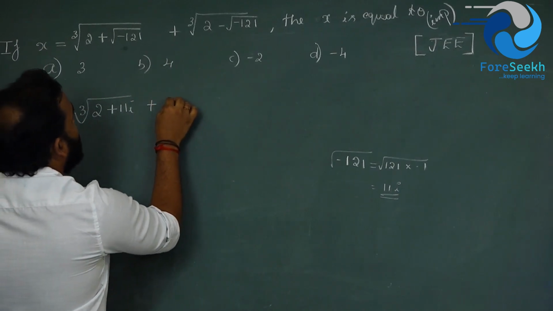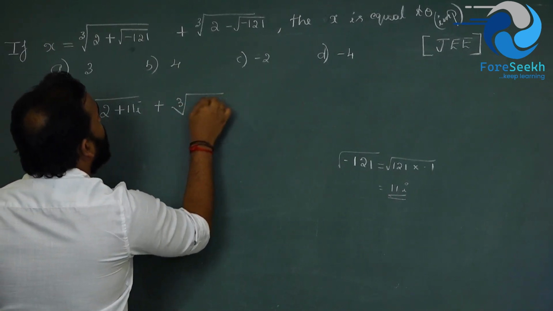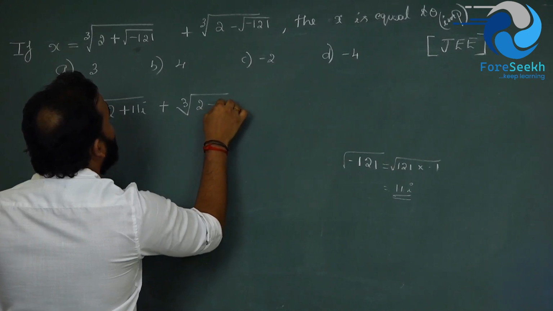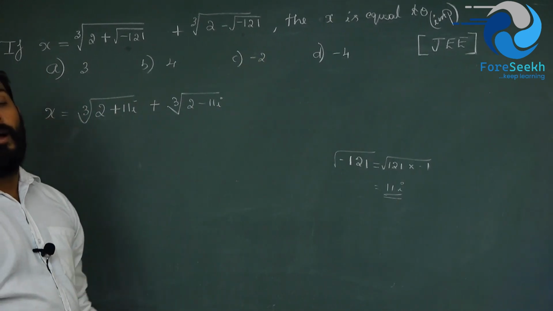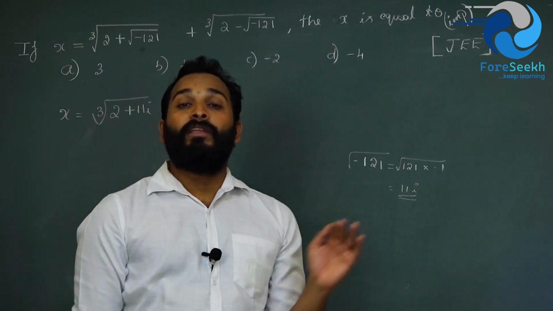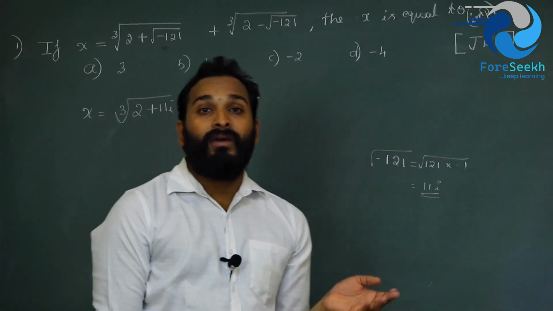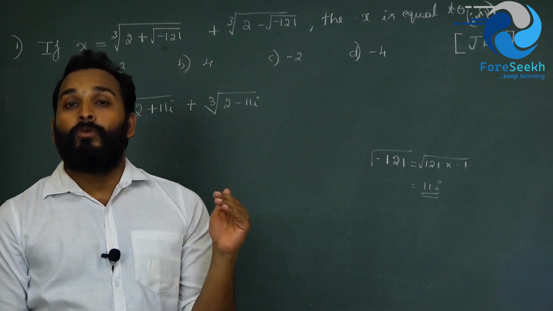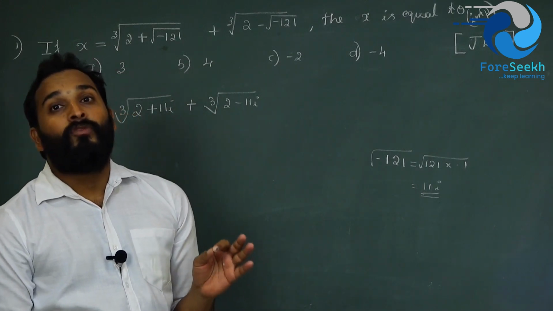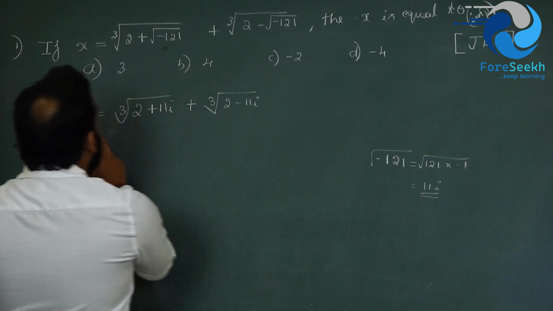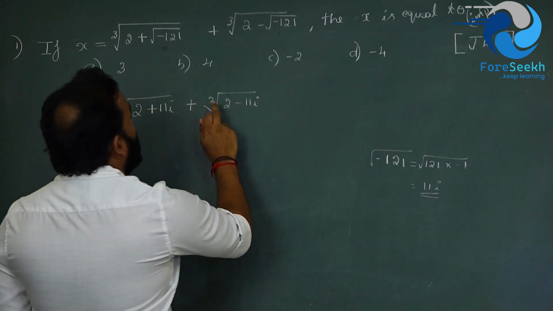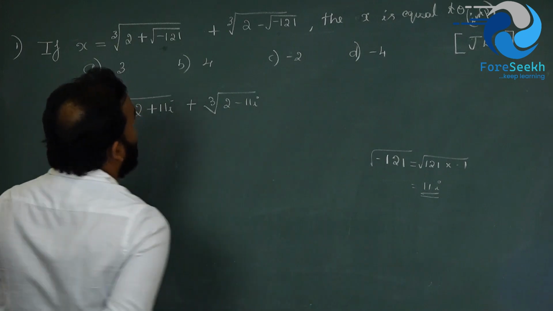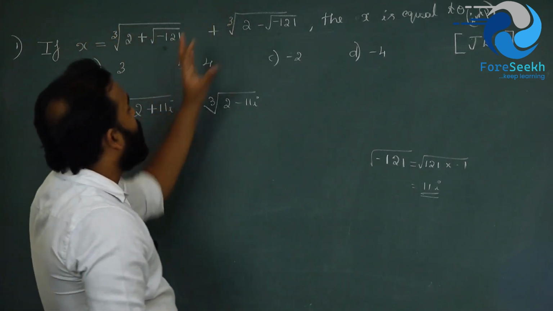Then the next term will be written as cube root of 2 minus 11i. In the same way, minus 121 is written as minus 1 into 121, with both under the root, so root of 121 becomes 11 and root of minus 1 becomes i. So we got x as cube root of 2 plus 11i plus cube root of 2 minus 11i. If you notice, the question is now already simplified.